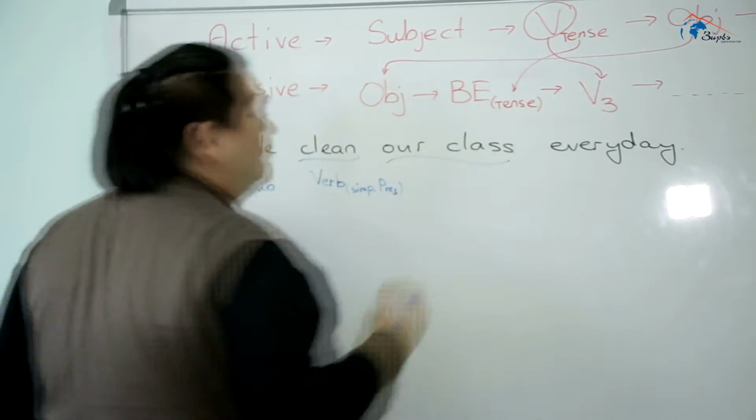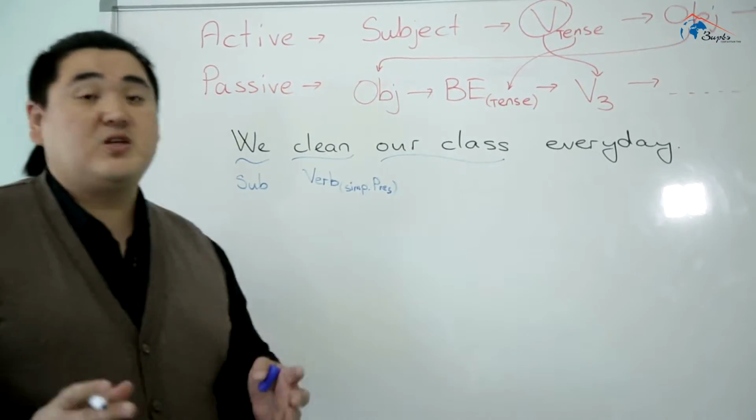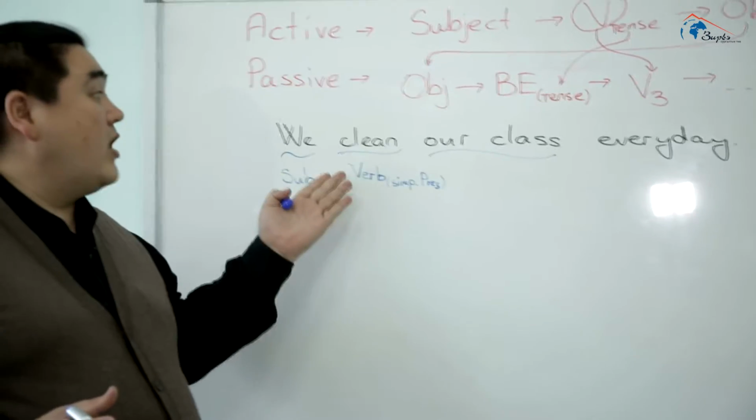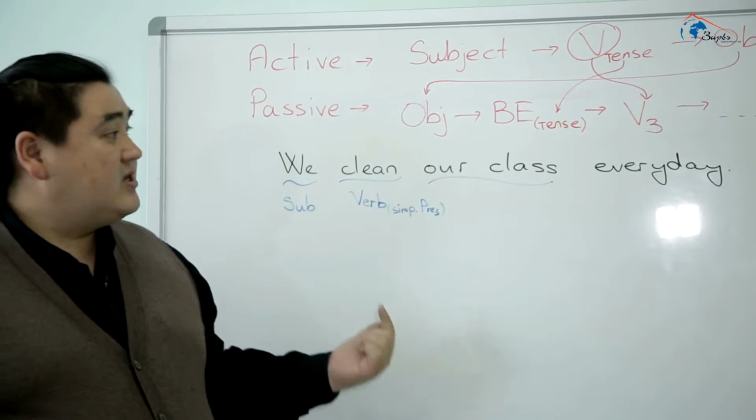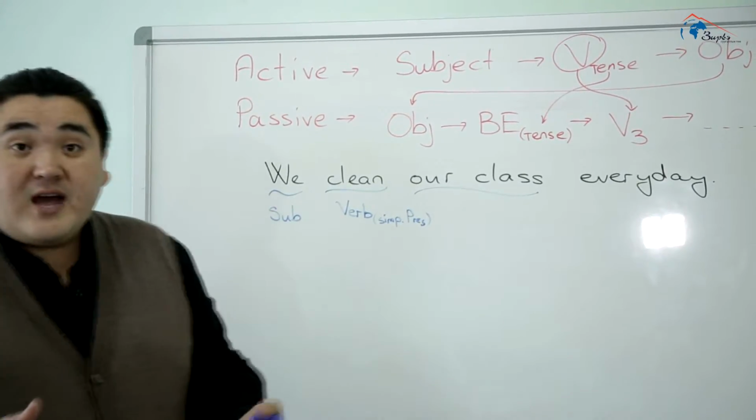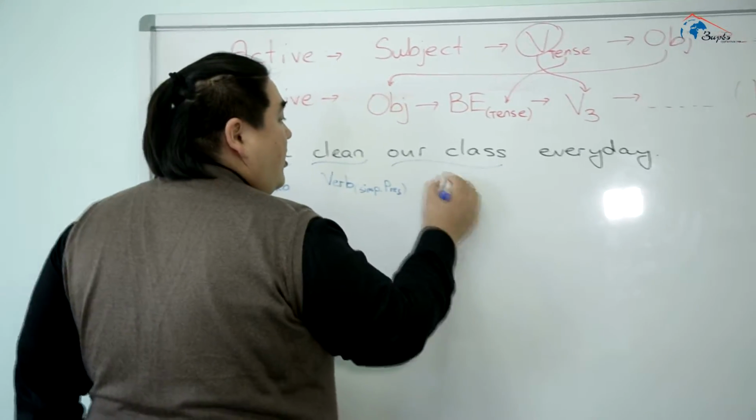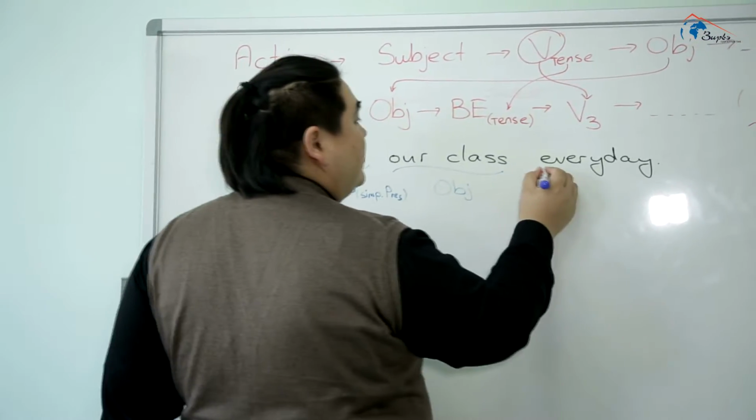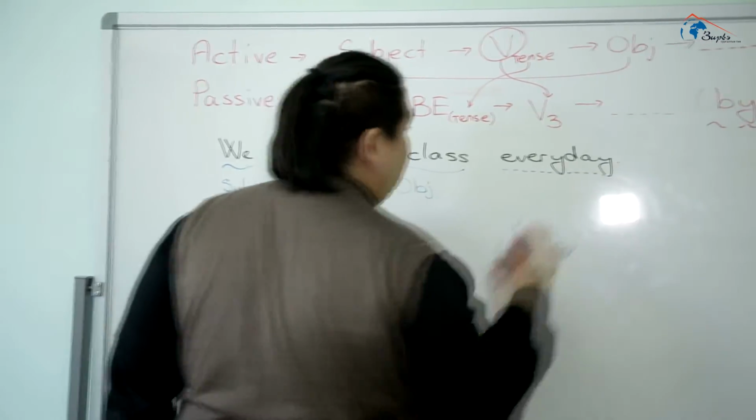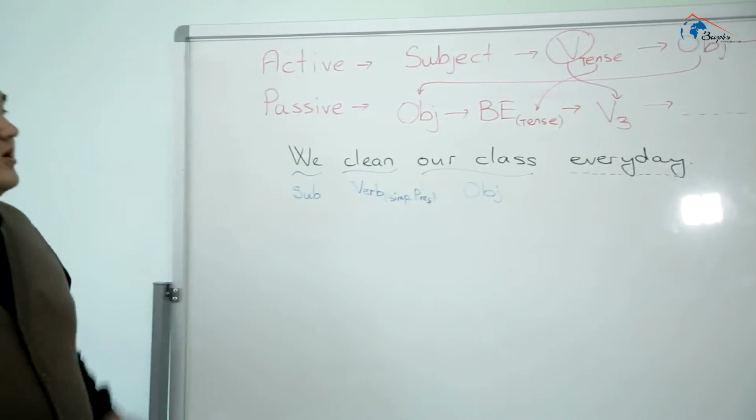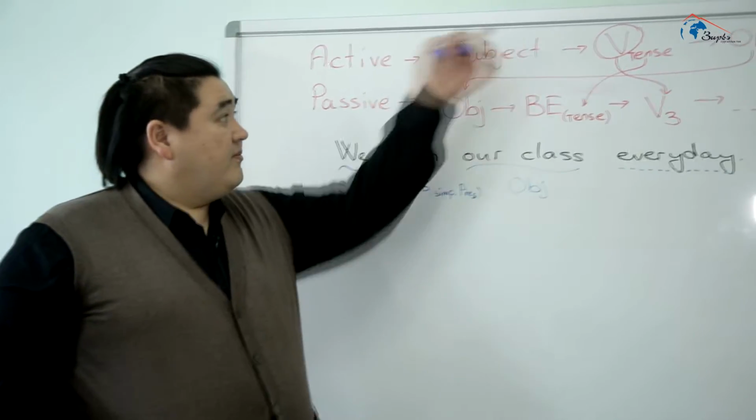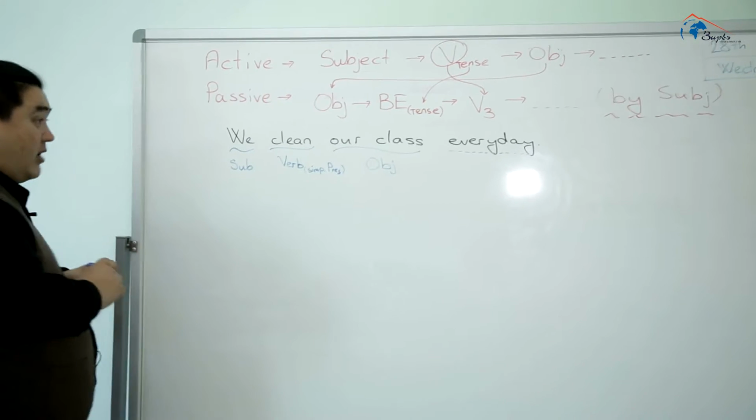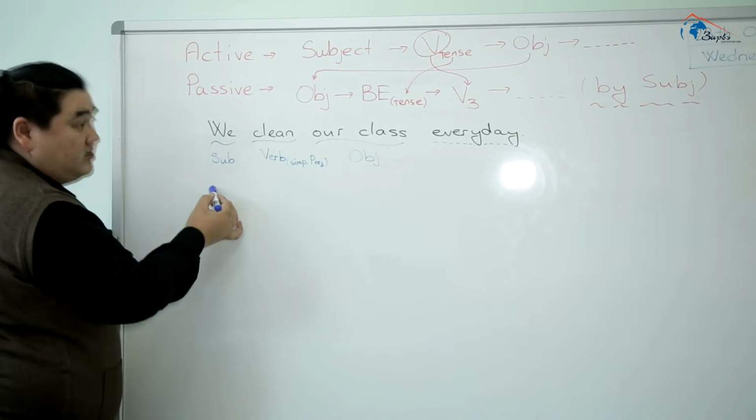Next, our class is the object of the verb. Like, what is cleaned? What are you cleaning? Every day you clean your class. So this one is the object of the sentence. And every day is the time, place, etc. As you see, from this structure we can see that the object is going to come to the front of the sentence.